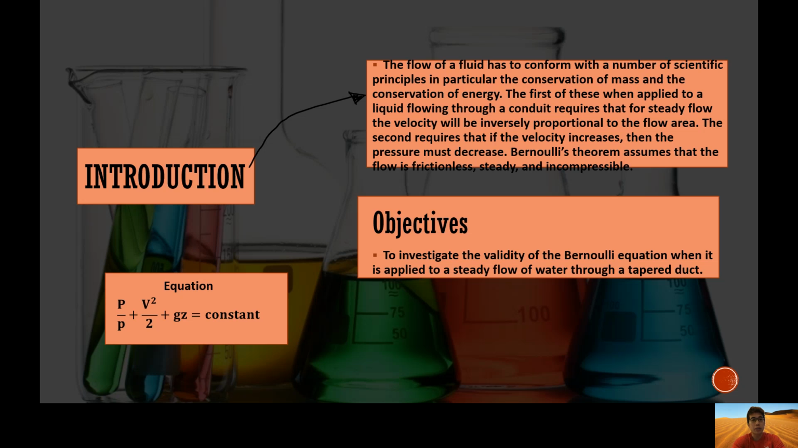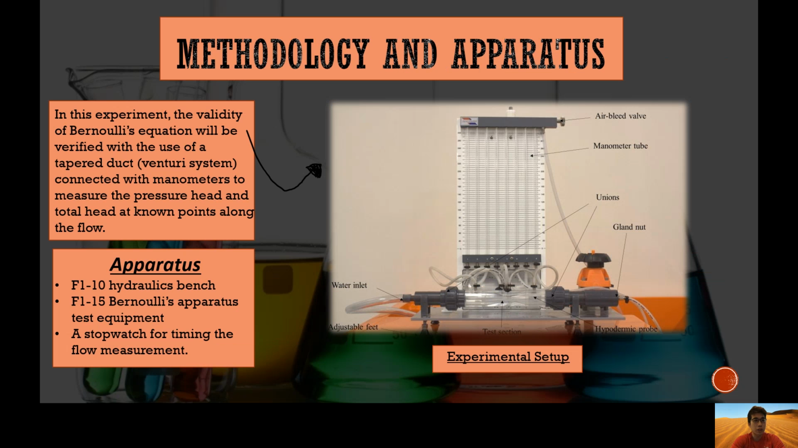Next, methodology and apparatus. In this experiment, the validity of Bernoulli's equation will be verified with the use of a tapered duct connected with manometers to measure the pressure head and total head at known points along the flow. The apparatus used is an F1-10 hydraulics bench, F1-15 Bernoulli's apparatus test equipment, and a stopwatch for timing the flow measurement. As you can see here, here's the experimental setup. We have an air bleed valve, manometer tube, unions, gland nut, water inlet, and adjustable feet.